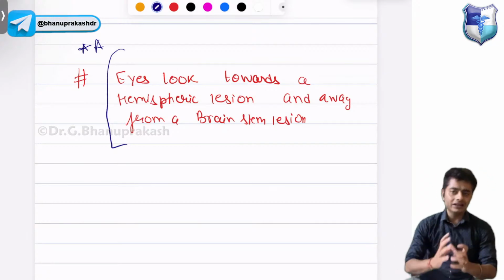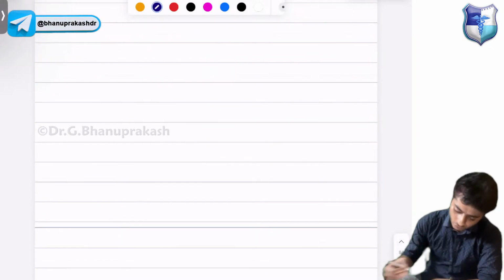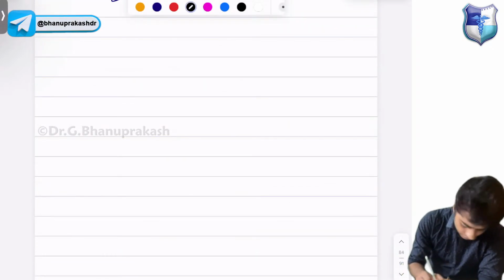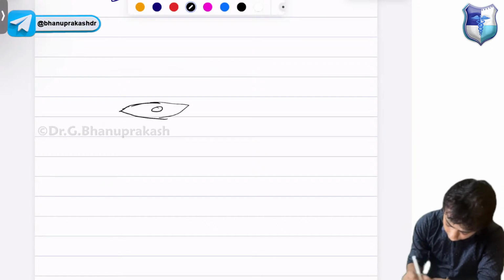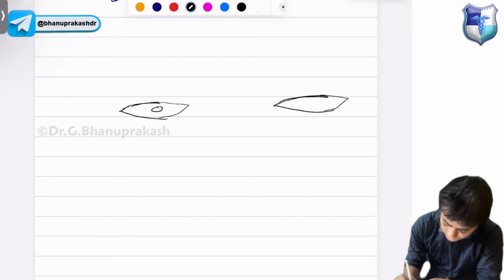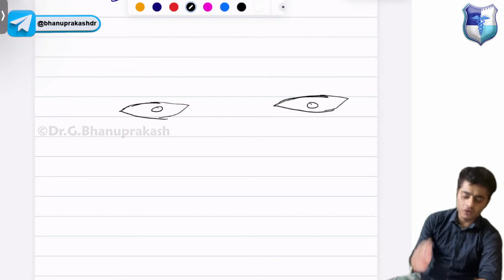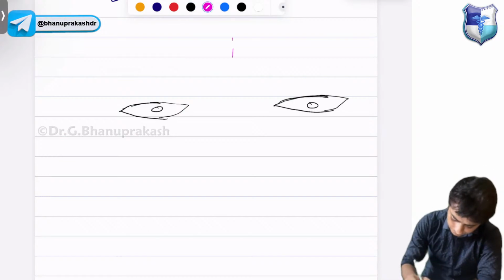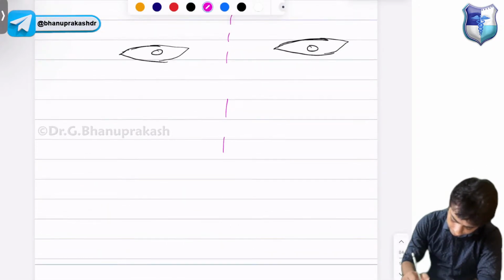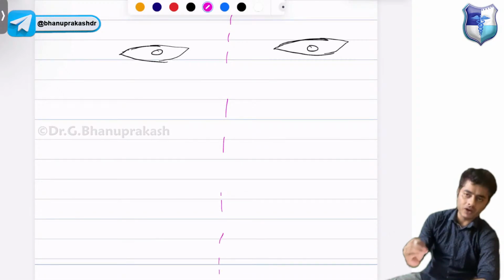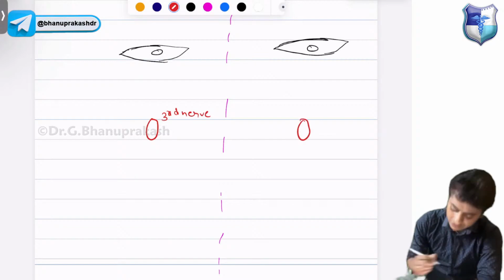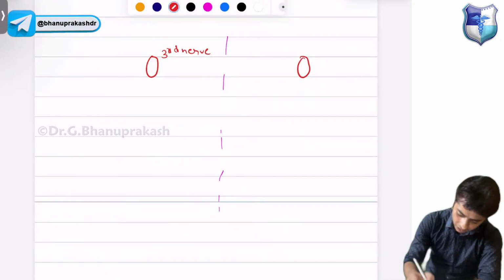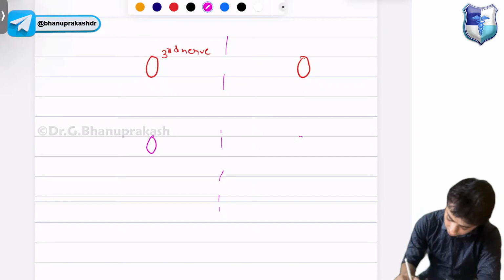Now we will understand why this mechanism happens. See, these are the beautiful eyes of a beautiful girl. Now, here is your third nerve nucleus. Then below is your sixth nerve nucleus.